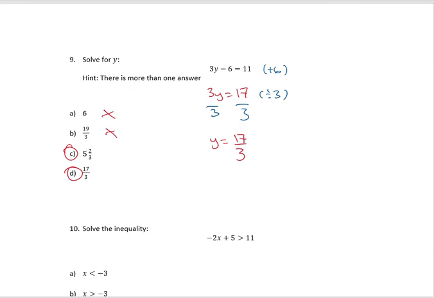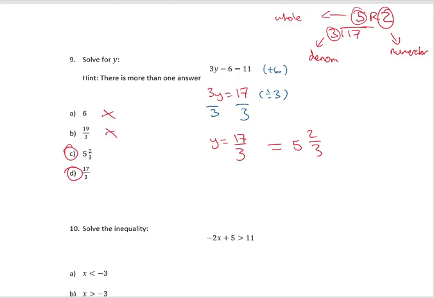Now, if you wanted to know how this works, you just do long division on 17. So you have 5, remainder 2. So this is the whole number. It's the denominator. That's your numerator. Okay? So just like that.